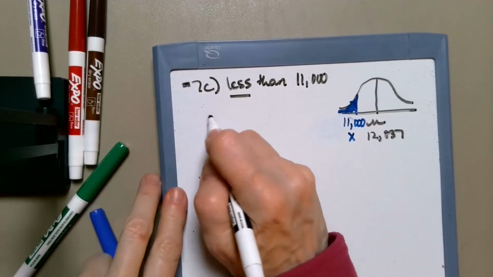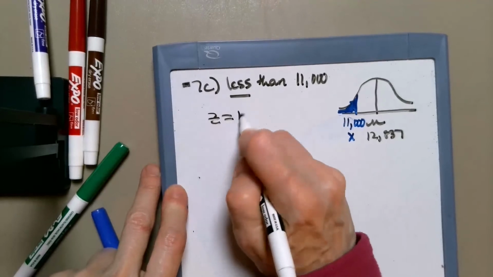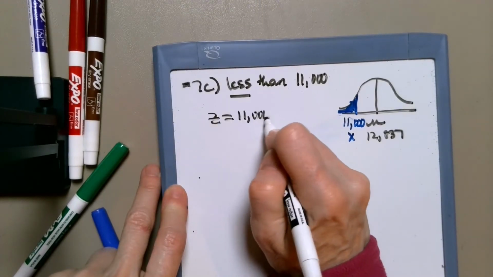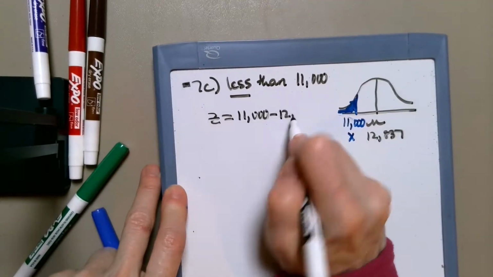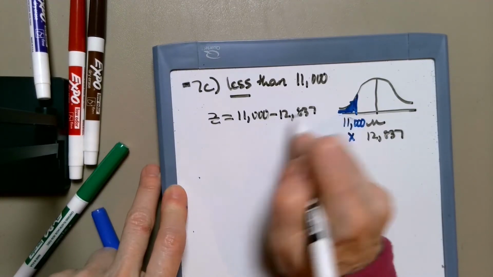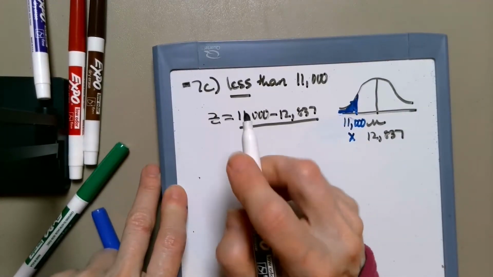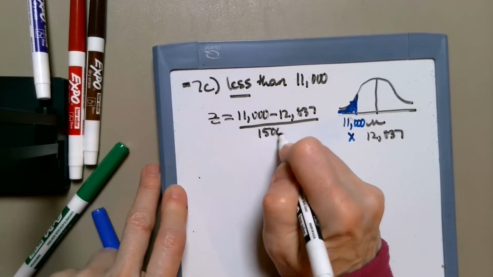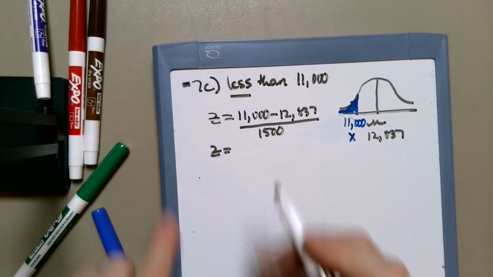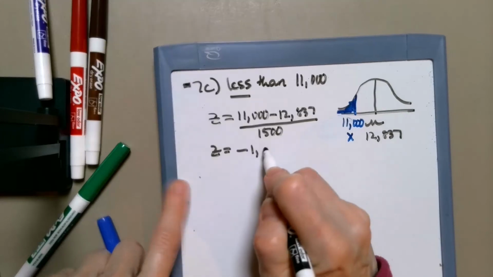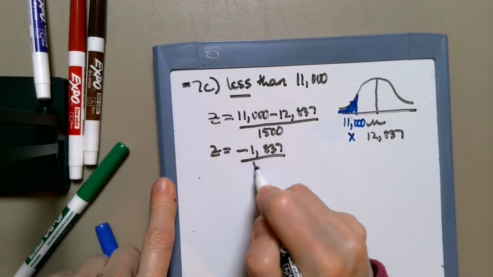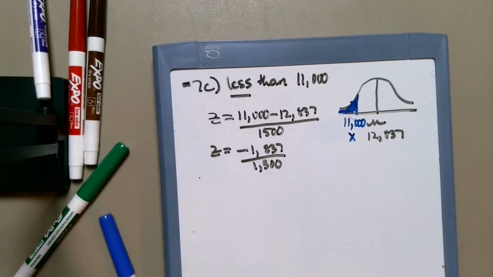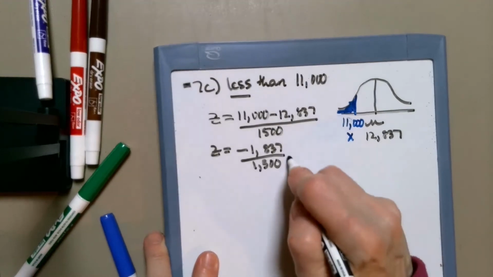So we're going to convert that to a z-score. We expect that to be negative because we're to the left of the mean. So we take x, 11,000, minus the mean, 12,837, over sigma, which if you recall was 1,500. So this is going to give you negative 1,837 over 1,500, which is going to give me a z-score of negative 1.224.